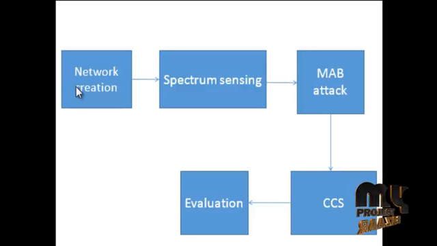This is the flow of our project. It consists of 5 modules: network creation, spectrum sensing, most active band attack, coordinated concealment strategy, and performance evaluation. In the network creation, we form the primary network and primary users, the secondary network and secondary users, the secondary base station and spectrum broker, and other agents in the network.